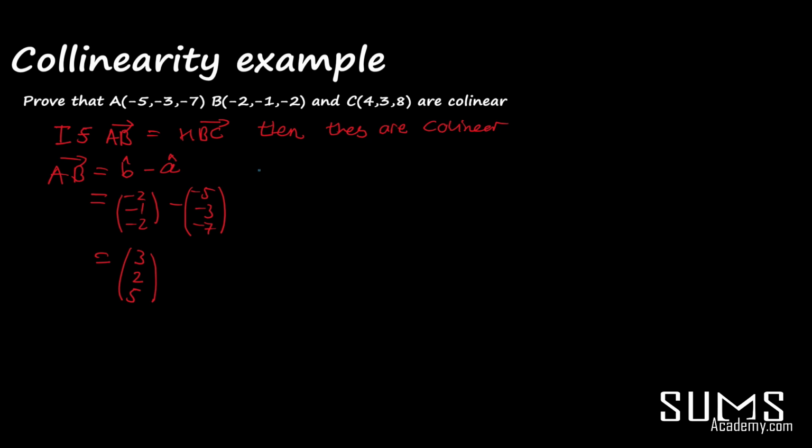What about BC? I'll even do this in a different color to make it even clearer. So BC equals C minus B. There we have what was C, 4, 3, 8, minus B, which was -2, -1, -2. So 4 minus -2 is 6. 3 minus -1 is 4. 8 minus -2 is 10.